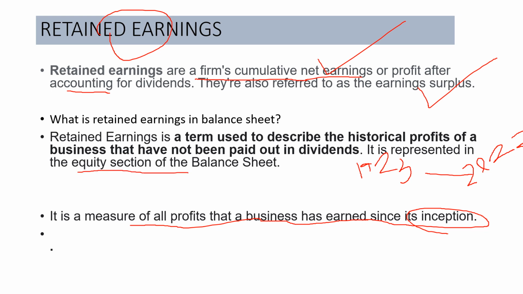Okay, what is the meaning of equity section? Because the balance sheet is a financial statement which shows two sides, that is assets and liabilities, and liabilities contain the equity section only. Okay, so we'll discuss it later.